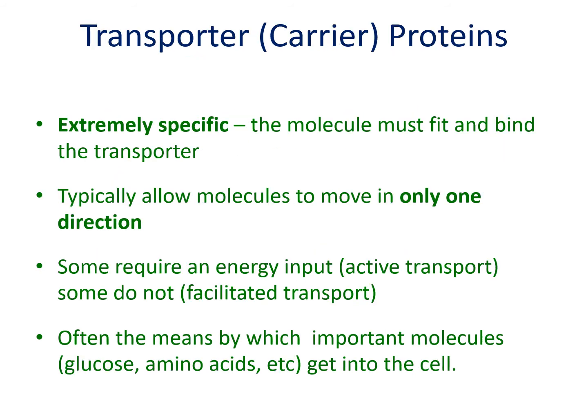Transporter or carrier proteins carry very specific things. They bind to a specific molecule, so it has to have the right shape, and then this transporter protein will change shape and dump that material on the other side of the cell membrane. Typically, they're only moving things in one direction. These are really important for getting metabolites into the cell, so getting amino acids and glucose and so on from the interstitial fluid into a cell that requires those things.